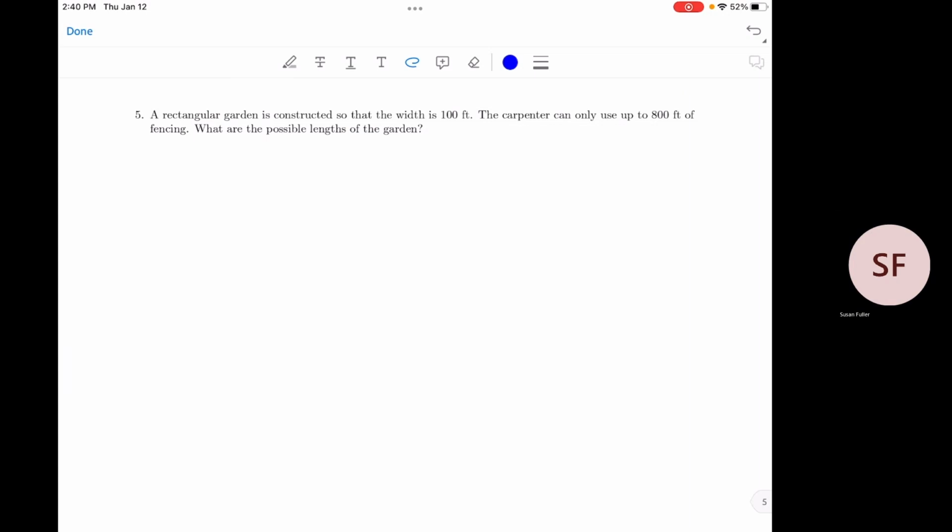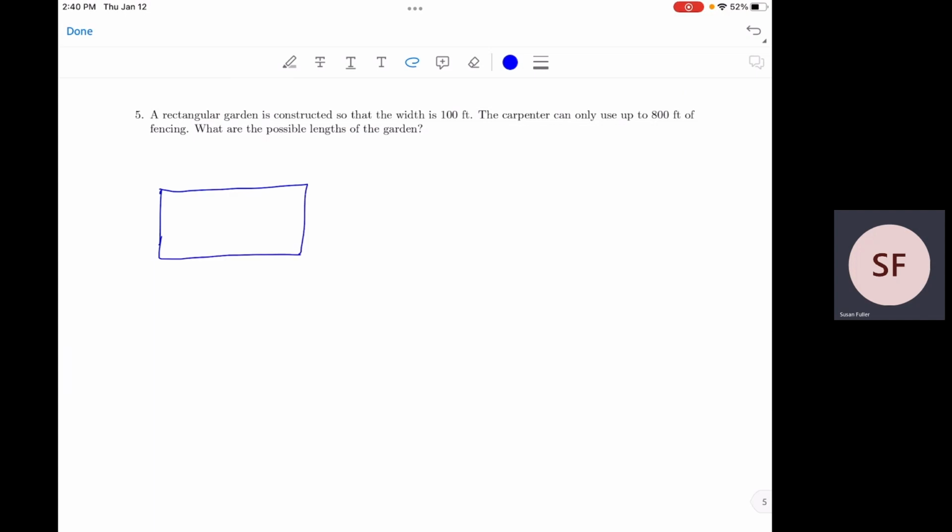Again, not really clear to me what our variable should be. So I'm going to draw a picture here to help me figure out what we have, what we need. So a rectangular garden, so I'm going to make myself a rectangle. There's our garden, constructed so that the width is 100 feet. So here's my width, that is 100 feet.